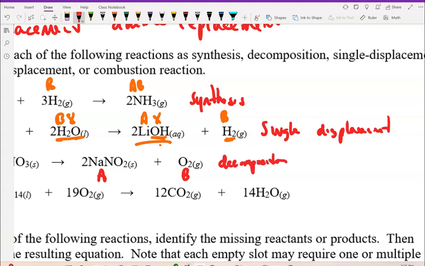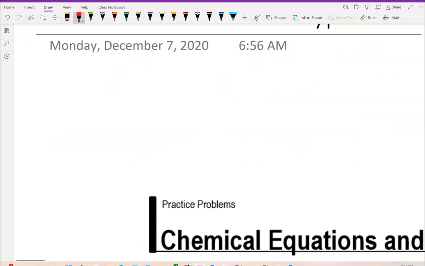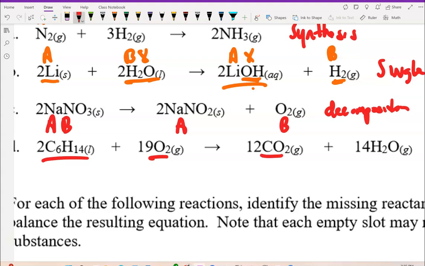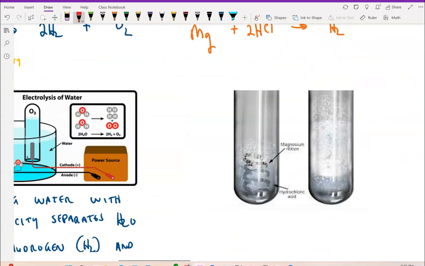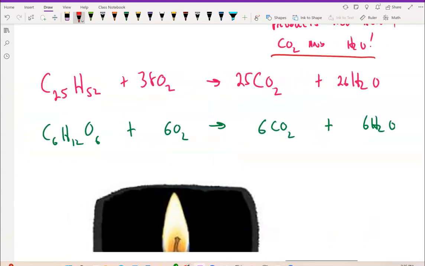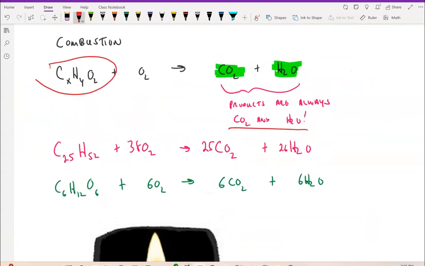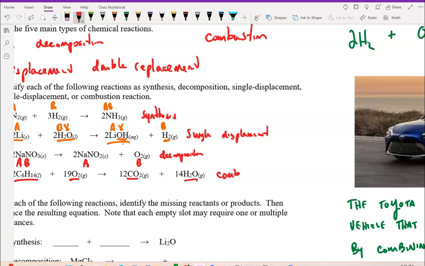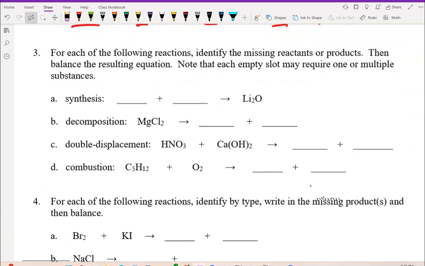Here, it's pretty obvious that what's going on is we're reacting something with oxygen and the products are carbon dioxide and water. Over here, we see that our combustion reaction means we're reacting something with carbon and hydrogen, sometimes oxygen, with oxygen to produce always carbon dioxide and water. There's only one reaction that could possibly be, and of course that means that's a combustion reaction. All right, now that we know what they look like, let's do it. However you want to interpret this is up to you.